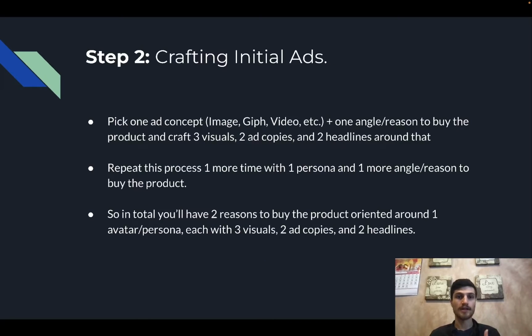So we want to pick one ad concept, like image, GIF, or video, plus one of the angles, or reasons why to buy, that we found from our research. And we craft 3 visuals, 2 ad copies, and 2 headlines around that. We want to repeat this process one more time with 1 persona and 1 more angle, or reason to buy the product. So basically we're going to have 2 reasons to buy the product oriented around 1 type of person, each with 3 visuals, 2 ad copies, and 2 headlines.